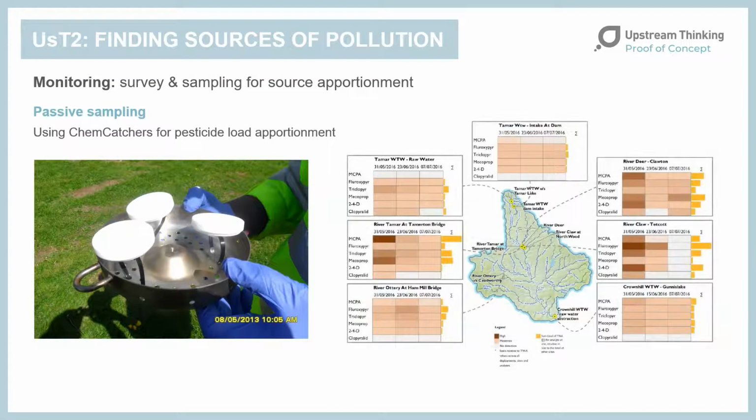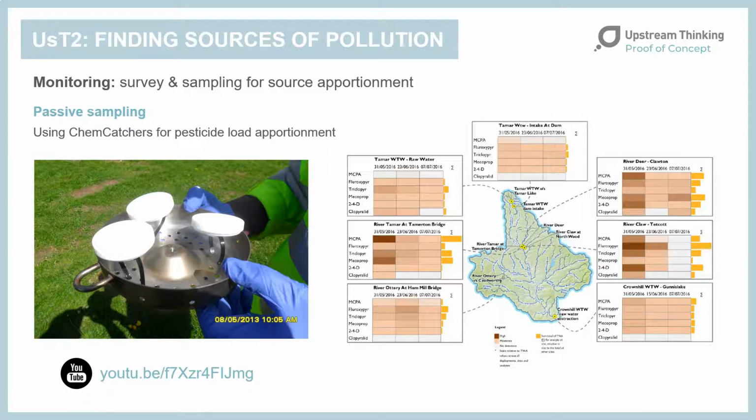We've also pioneered with South West Water the use of passive sampling for pesticides, particularly acid herbicides and metaldehyde, using ChemCatchers to do pesticide load apportionment in catchments. The example given here is some data collected on the River Tamar from different tributaries showing different pollutants coming through in different concentrations.